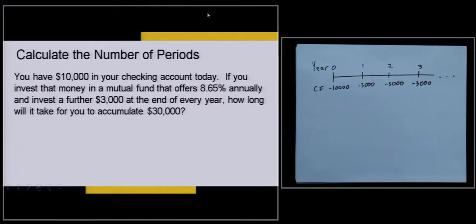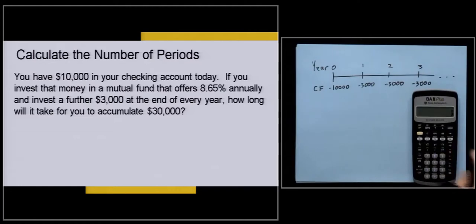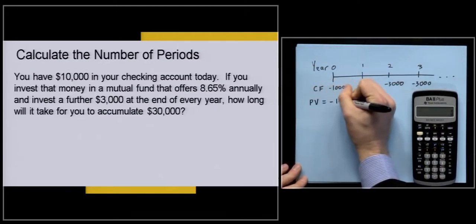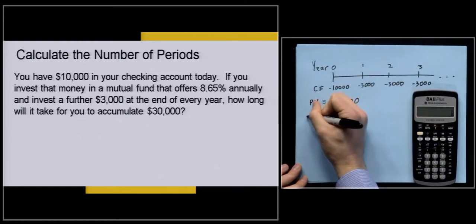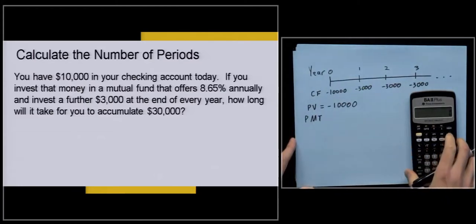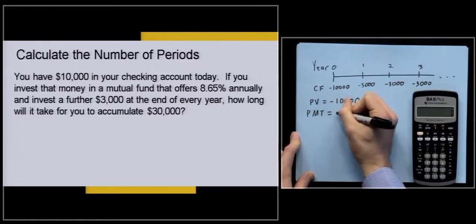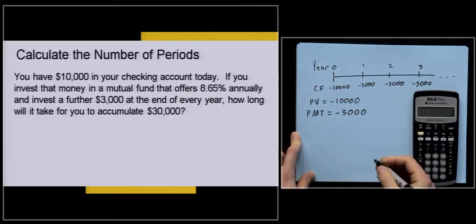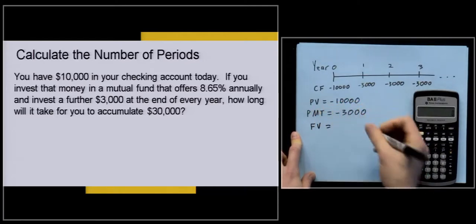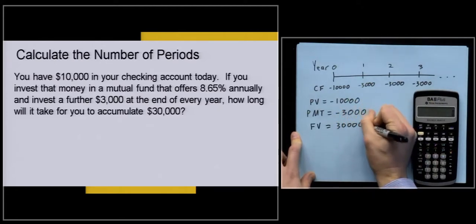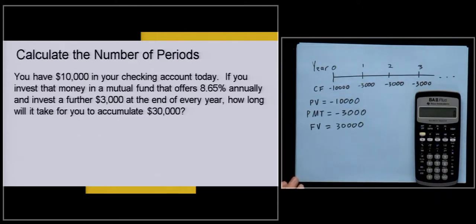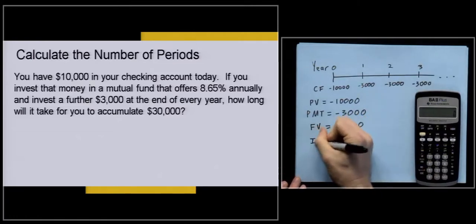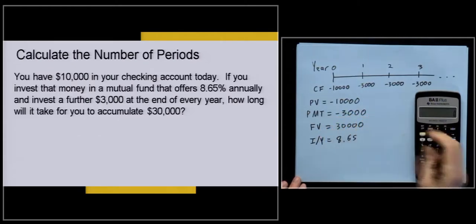All right, so the way we're going to do this is we are going to input certain values in our time value of money buttons, and we are going to solve for N. So in this case, our present value is negative $10,000. That's the amount we initially invest. Next, our payment here, because we're making investments of $3,000, those are cash outflows. So from our perspective, our payment is actually a negative $3,000. Next, we know that our future value, that amount that we need to accumulate, is $30,000. And finally, we know that the mutual fund that we're investing in will likely offer us an 8.65% annual return. So I/Y is 8.65.